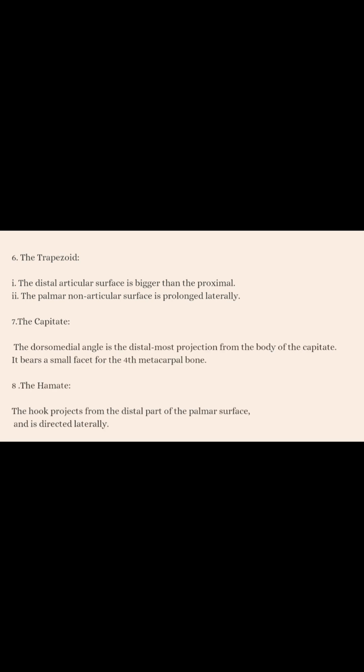The distal surface bears a sellar concavo-convex articular surface for the base of the first metacarpal bone. The trapezoid: the distal articular surface is bigger than the proximal, and the palmar non-articular surface is prolonged laterally. The capitate: the dorsomedial angle is the distalmost projection from the body of the capitate. It bears a small facet for the 4th metacarpal bone. The hamate: the hook projects from the distal part of the palmar surface and is directed laterally.